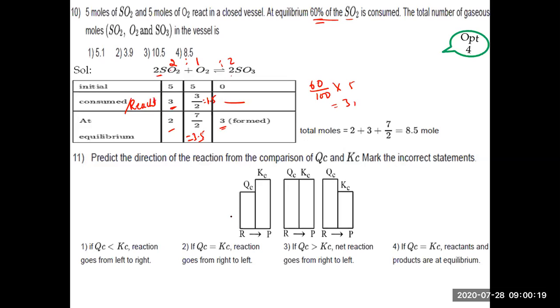We'll take a look. Predict the direction of the reaction from the comparison of QC and KC. Mark the incorrect statement. Don't look at the diagram, just find out the statements. You can find which is incorrect.